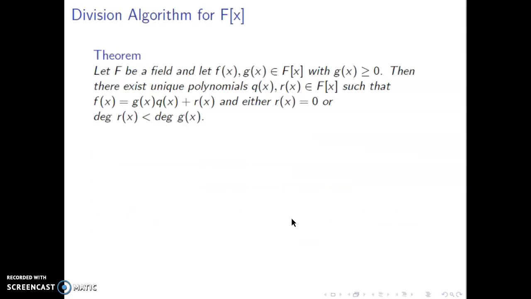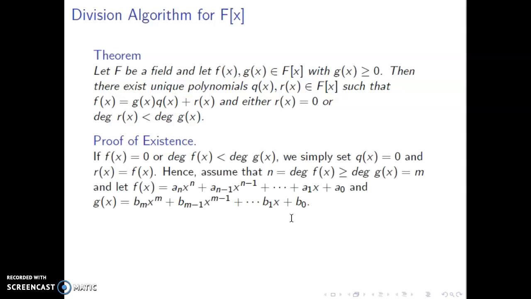Next we come to the division algorithm for F[x]. Suppose F is a field and I have two polynomials f(x) and g(x) over F with g(x) not equal to 0. Then I can find unique polynomials q(x), r(x) in F[x], such that f(x) = g(x)q(x) + r(x), and either r(x) = 0 or degree of r(x) is less than degree of g(x).